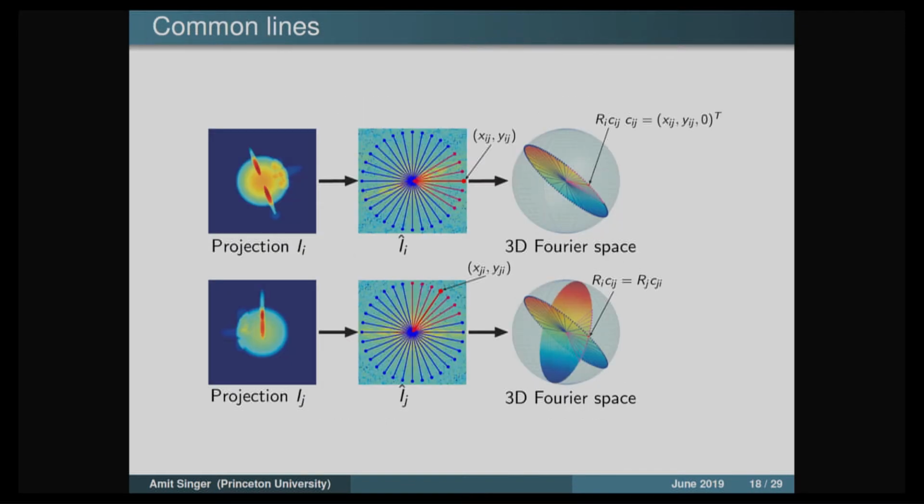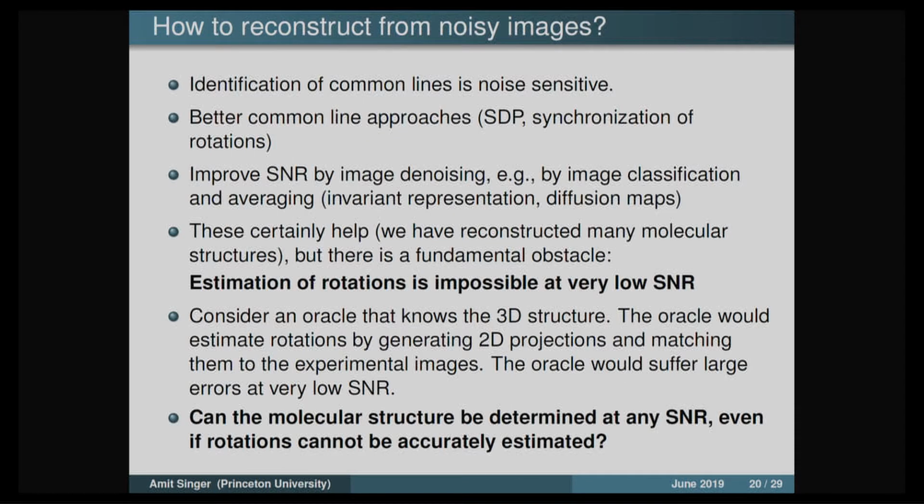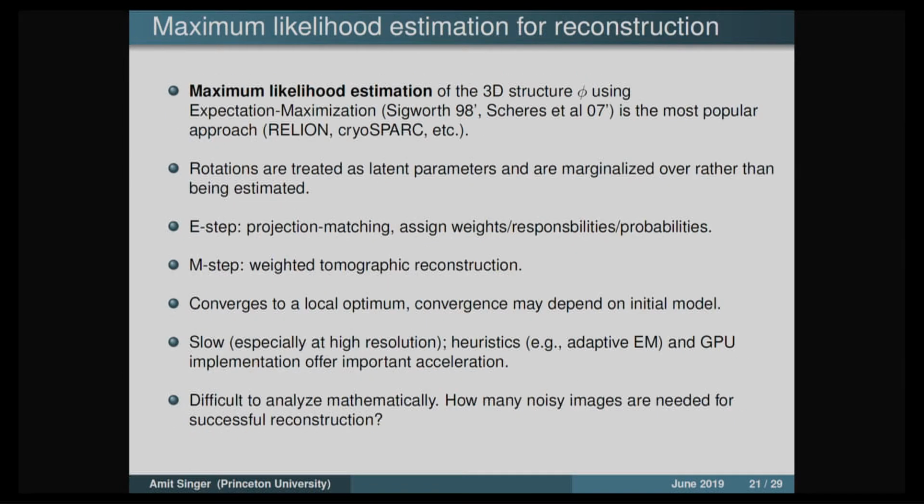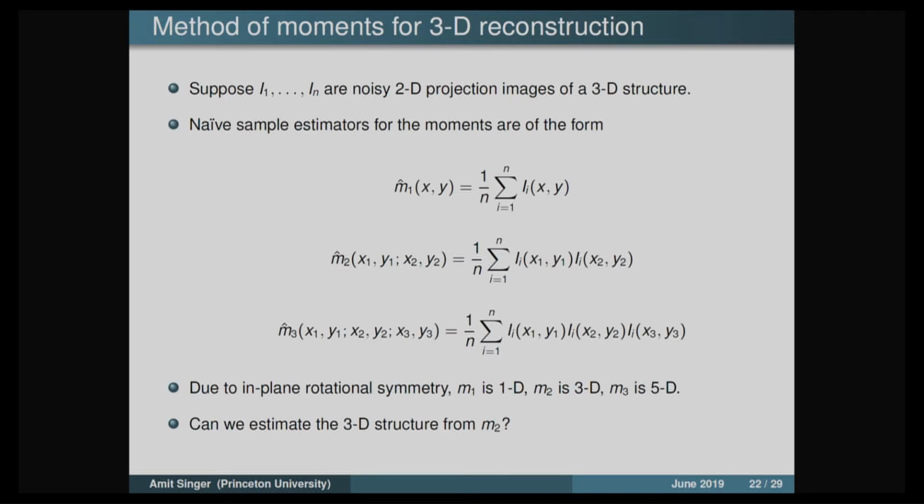Let me skip that. So if we cannot estimate rotations, can we still solve the problem? The idea would be to somehow look at statistics again. With picked particles, I don't have enough time in 2 minutes to show you how you can do it directly from the micrographs, but that's something that we work on right now.